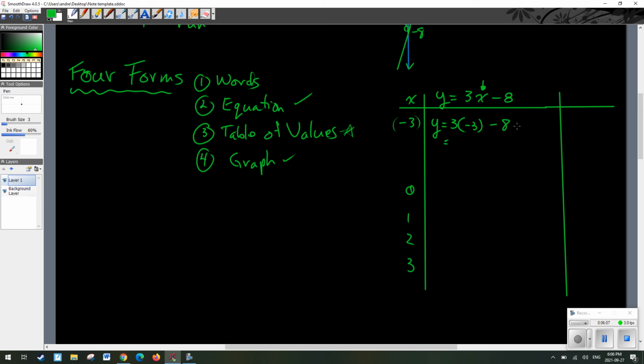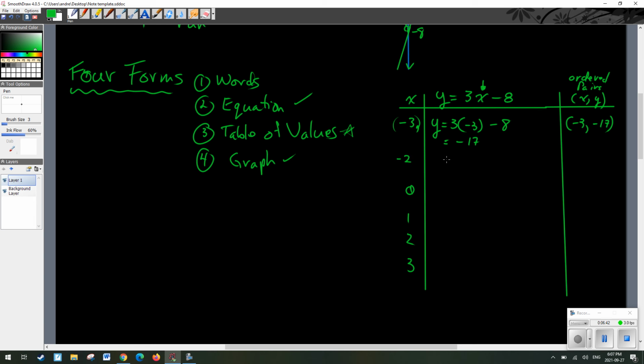I'm going to put this into my calculator if I need to. 3 times -3 is -9. -9 minus 8 is -17. So over in this last column, I'm going to do x comma y, and these are ordered pairs. This ordered pair has this x coordinate, -3, and this y coordinate, -17. So -3, -17.